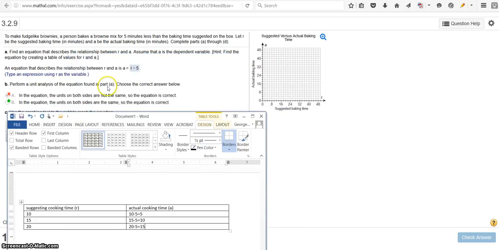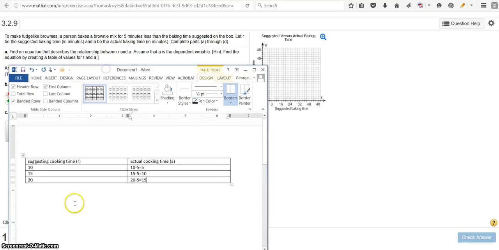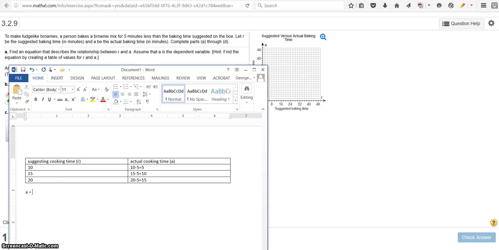Okay, and then it asks, perform a unit analysis on the equation found in part A. Check the correct answer below. A is the actual cooking time. So actual cooking time, time is in minutes. So on our equation, on the left-hand side of A equals r minus 5, we have A is time. R is also cooking time. So that's time in minutes, I suppose we should actually say. So maybe I'll say that, minutes instead.